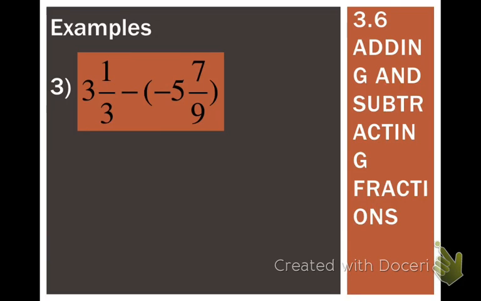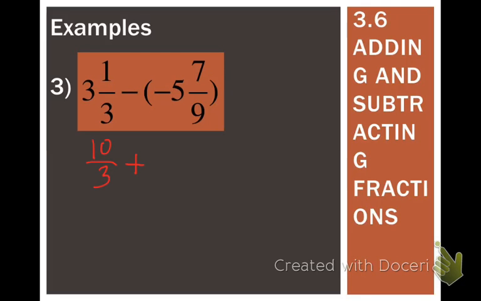All right. The third example here, let's just buzz through the steps. I'll go a little faster on this one. So first I'm going to change them to improper. So this is 10/3. Look in the middle here. I have minus a negative. I'm not going to write that. I'm going to automatically change that to plus, just like we did when we added and subtracted integers.